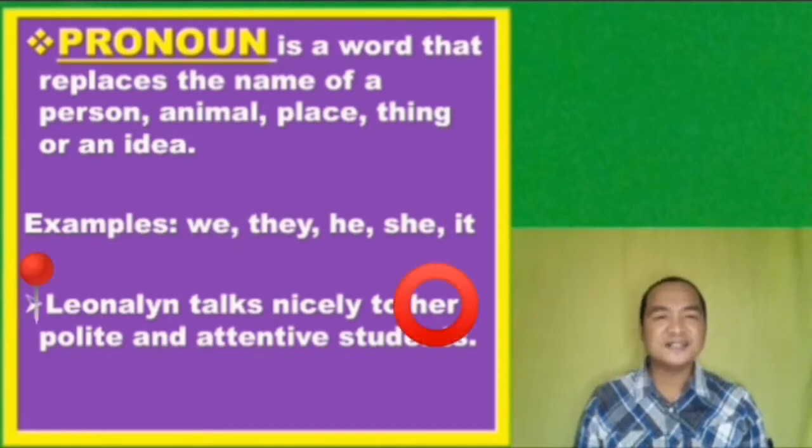Her refers to Leonaline. We cannot use the name Leonaline twice in this sentence. It sounds repetitive. We cannot say that Leonaline talks nicely to Leonaline polite and attentive students. No, that's wrong. So the pronoun her replaces the name of Leonaline.